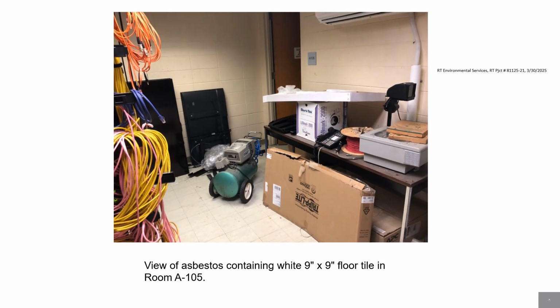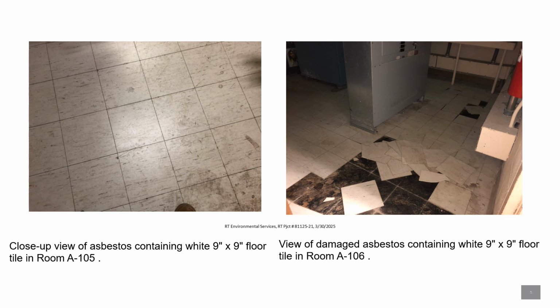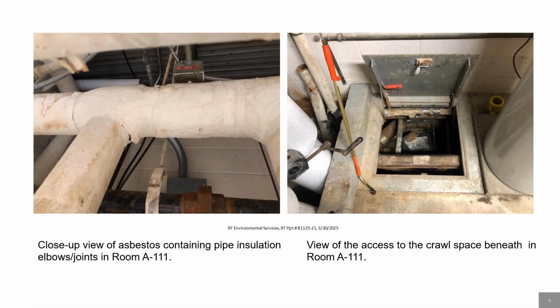This photo shows an example of the 9 by 9 floor tile in room A105. These photos show a close-up view of asbestos-containing white 9 by 9 floor tiles in room A105, and also a view of damaged floor tiles in room A106. The photo on the left is a close-up view of asbestos-containing pipe insulation elbows and joints in room A111, and it also shows the access to the crawl space in room A111.